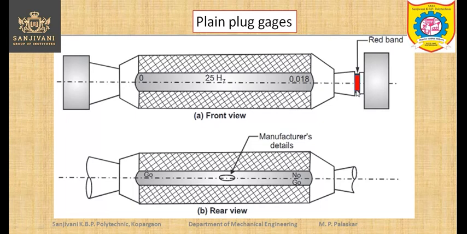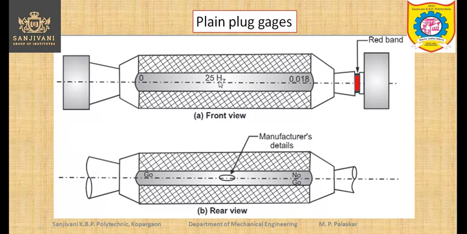So this red band indicates that this is the no go and this is the go side of the gauge, right? So this go size, this diameter, will be slightly less than this one, because this is the no go and this is the go. So what is the size? The size is also written, 25 mm is the basic size, right? And the size of the no go will be 25 plus 0.018.